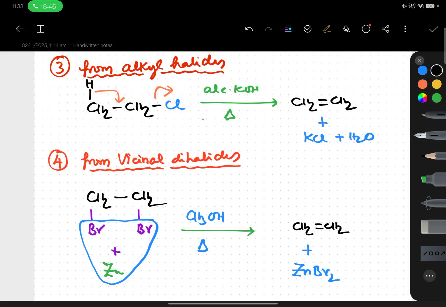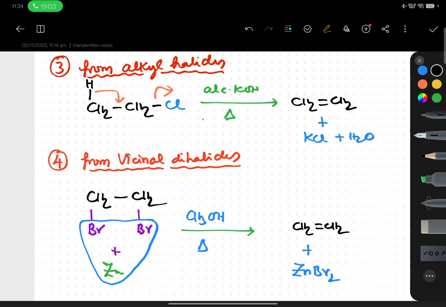So from alkyl halides, if you heat it with alcoholic KOH, you will get ethene, where the hydrogen will be taken up by the OH and forms H2O, while the K will take the Cl.